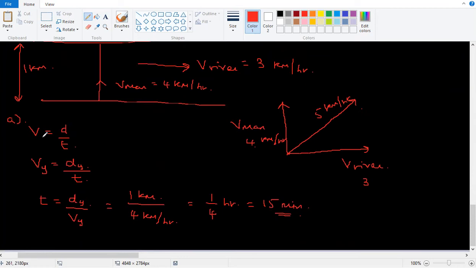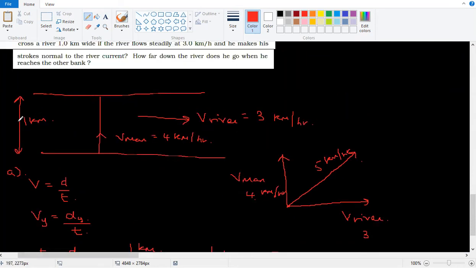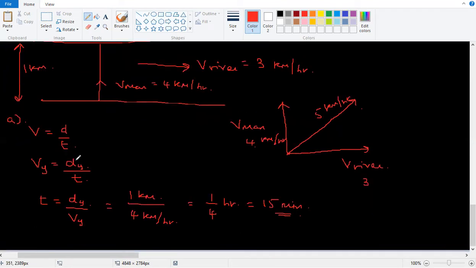Any questions? Very simple. I'm just considering only the y direction because distance and velocity are known for the y direction. Something like a projectile motion, you can consider the x direction and y direction as individual movements.